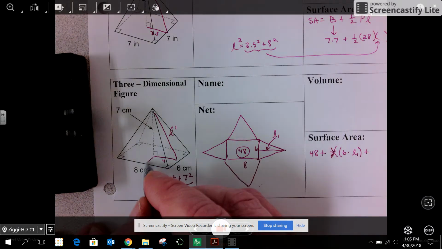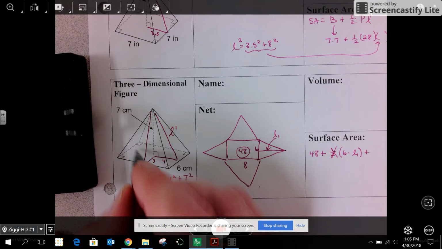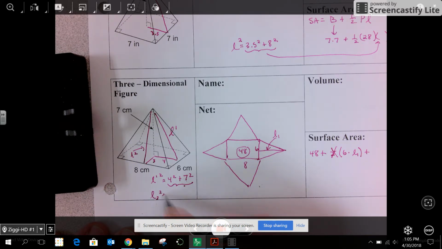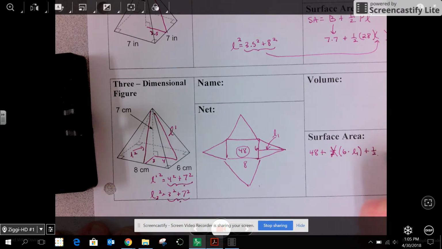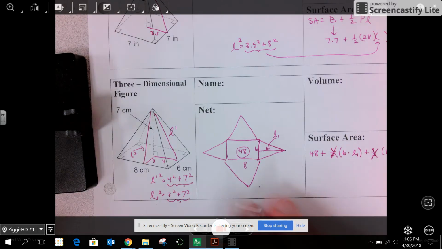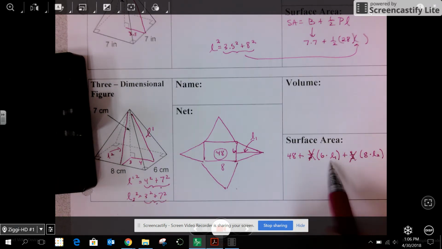this other slant height going this way. This is 3 and 7. Call that L2. L2 squared equals 3 squared plus 7 squared. And when you get that, it's going to go here. Well, the area of that triangle is 1/2 times 8 times L2. And there's 2 of those, so 2 times a half is just 1. So to find the surface area, I'm just taking those. And you can change those to decimals when you're working it out. Show your work. Okay?